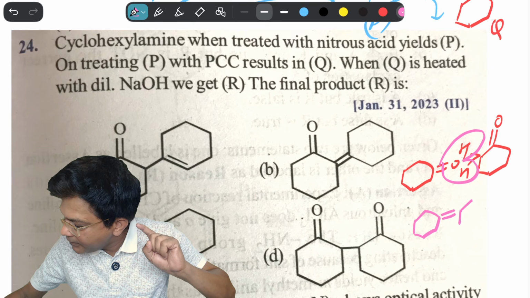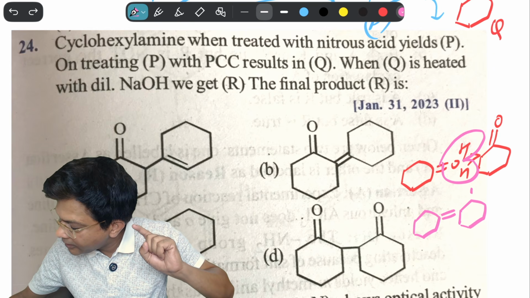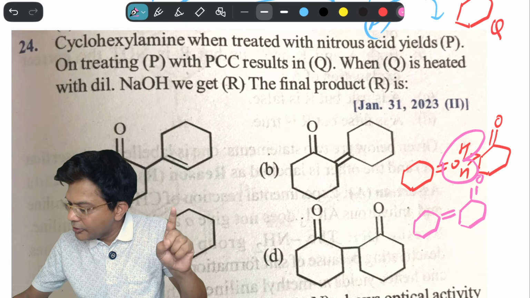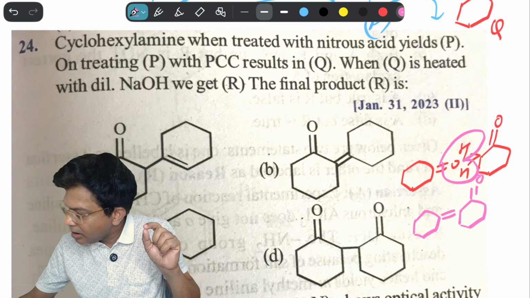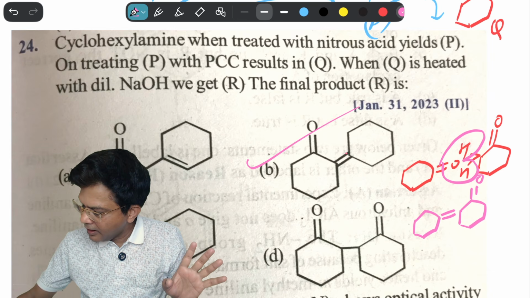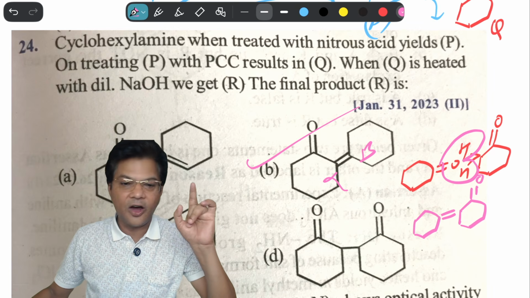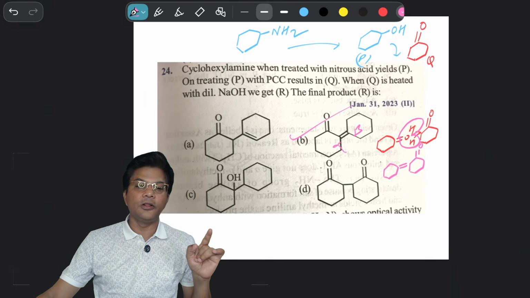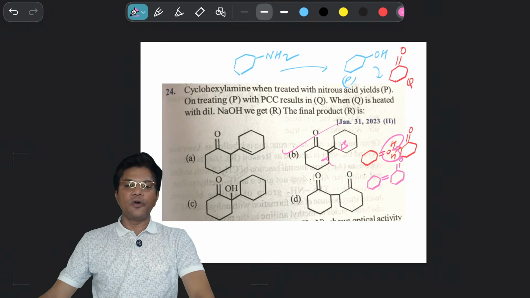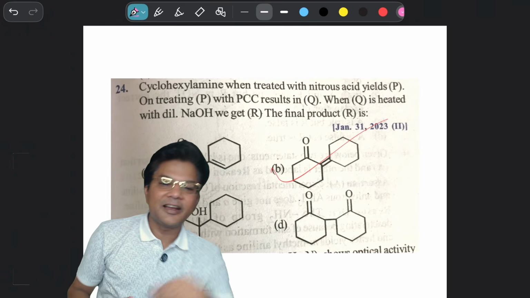Alpha beta unsaturated. Not benzene. Alpha beta unsaturated. Where is it given? Alpha beta. It is here, B. Alpha beta. I got it. Let's check it out. Let's see all the options. Let's see what I have done. Is it clearly visible to all of you? Yay! B is the correct answer.